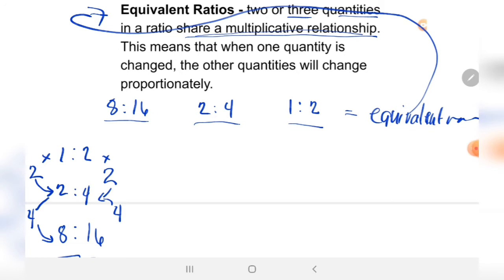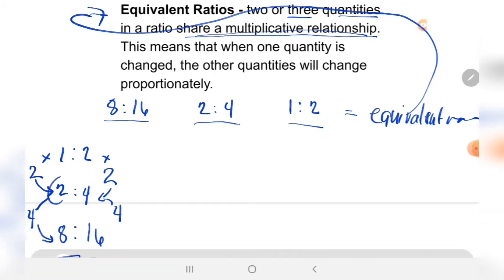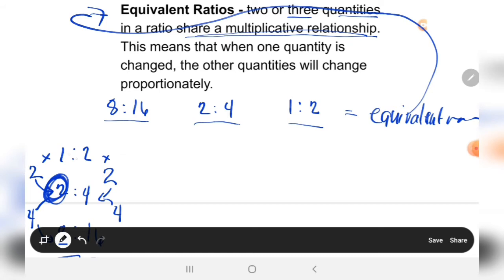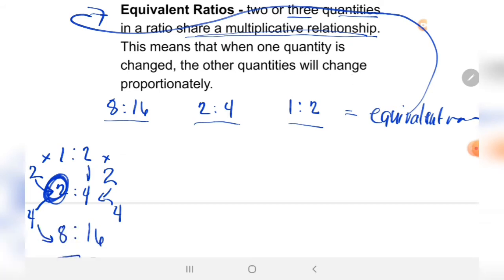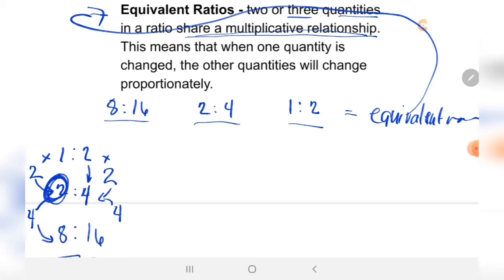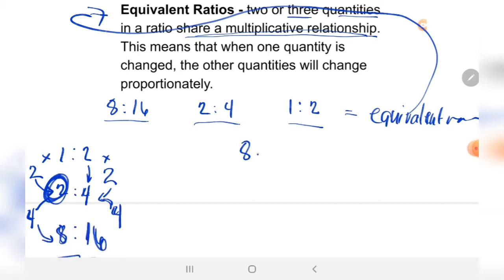Because they share a multiplicative relationship. This means that when one quantity is changed, like in here, 1 changed to 2, the other quantities will change proportionately. That's why we have 4 here. And then here, we multiply it by 4, and then the answer is 8 here. And then we multiply it by 4 here. The answer is 16 here. The same as when we divide it.